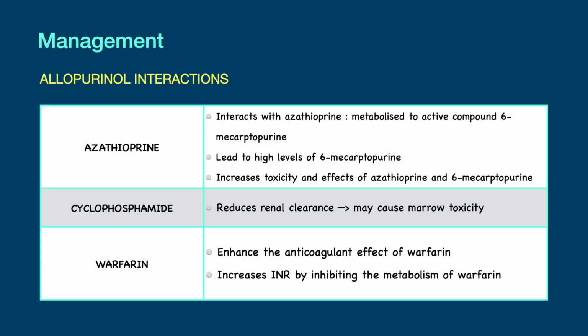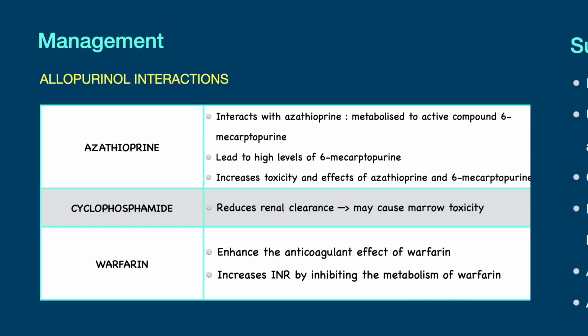In the event one is using cyclophosphamide, allopurinol reduces the renal clearance of cyclophosphamide. Therefore, this may cause marrow toxicity. Finally, for warfarin, allopurinol can interact with warfarin to enhance the anticoagulant effect of warfarin. Allopurinol increases INR by inhibiting the metabolism of warfarin.